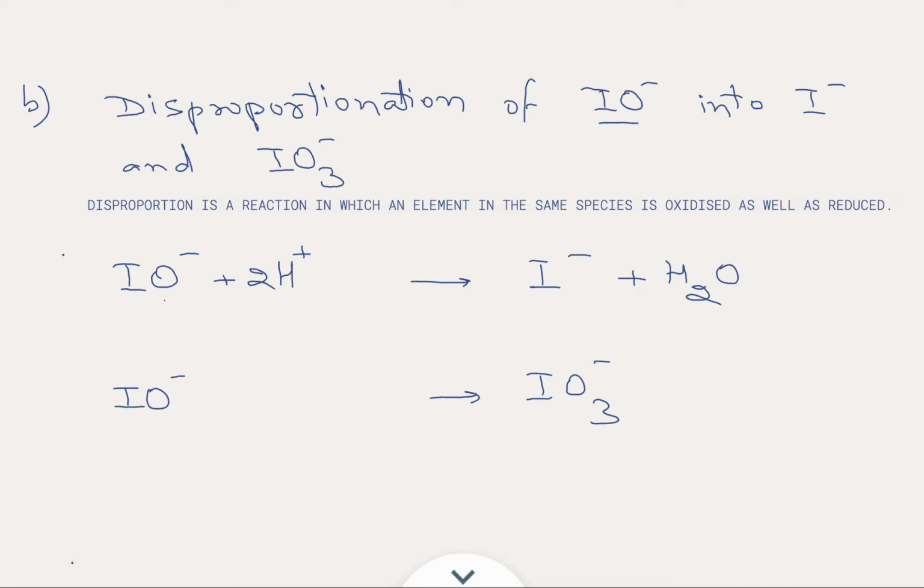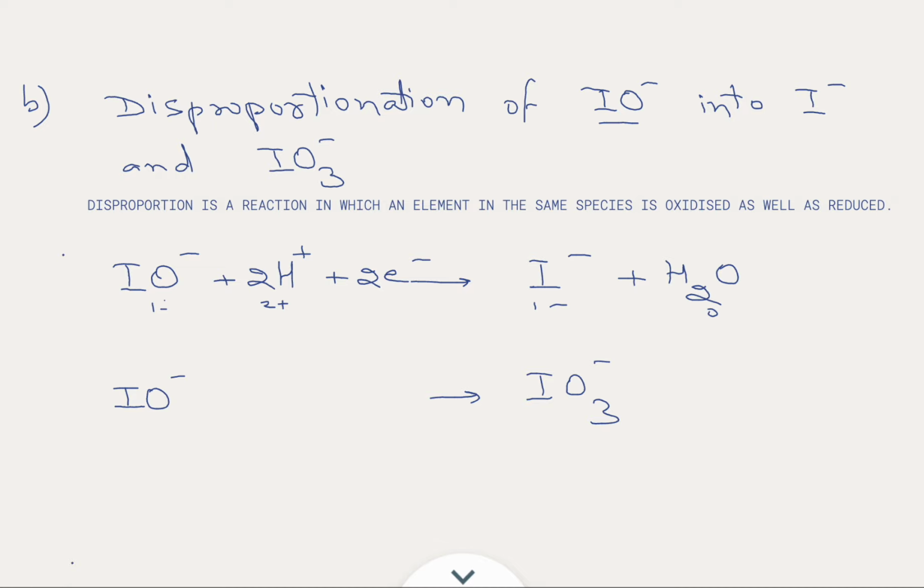Now the charge: there was 1 minus here and 1 minus here. This has got the extra 2 plus, and this was 0, so we would put 2 electrons on this side. Now in the second half equation, it's IO minus which is giving us IO3 minus. So the first step is balancing the oxygens.